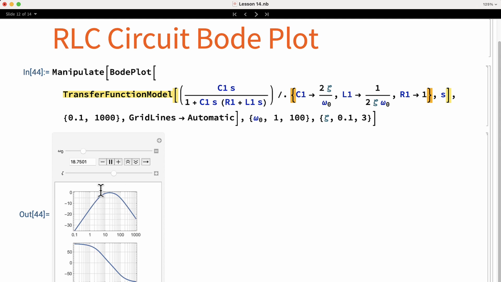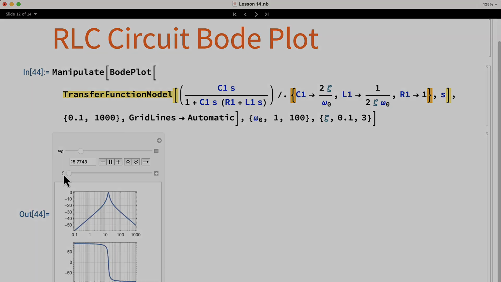We can see how the natural frequency and damping affect the Bode plot. We have a kind of bandpass filter where the low and high frequencies are attenuated. The frequencies around the natural frequency receive less attenuation. We can control how wide or narrow this band is by using the damping parameter.